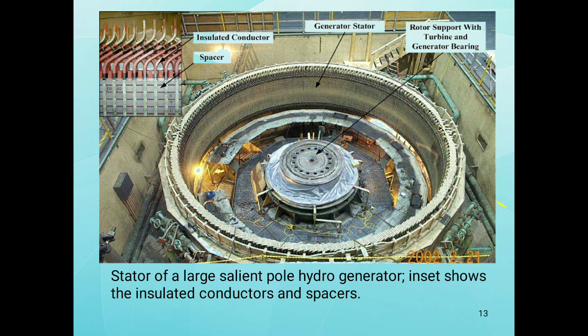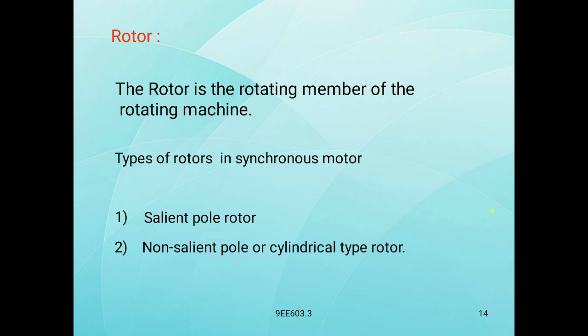Observe this one: stator of a large salient pole hydro generator, with insulated conductors, generator stator, and rotor support with turbine and generator bearings. The rotor is the rotating member of the rotating machine. Types of rotors in a synchronous motor: salient pole rotor, and non-salient pole, cylindrical type rotor.